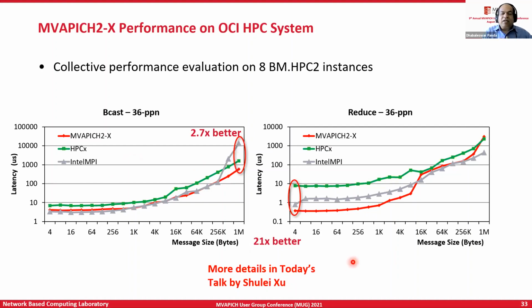And since last year, we started a collaboration with Oracle, with funding. So we have a very in-depth collaboration going on. We have actually not officially released, but there is a drop we have given to them. They are running it on their system. You will see a formal announcement coming out soon. Here it shows an HPC2 instance on the Oracle cloud compared to the other libraries. As you can see, for Bcast and Reduce, we are able to give very significant benefits. Here you can see almost a 21x benefit. Here it's a 2.7x benefit. Shule will again present some of the more detailed numbers in the afternoon.